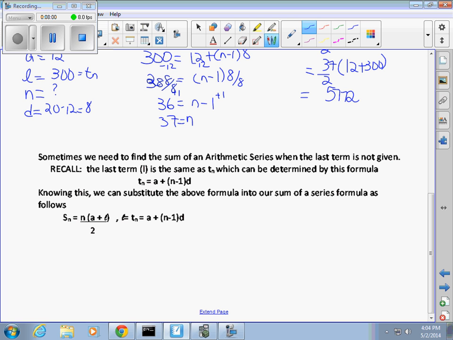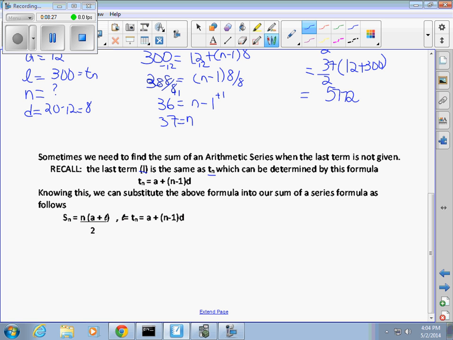So sometimes we need to find the sum of an arithmetic sequence when the last term is not given. So sometimes we need that L, or we need that Tn, and in order to find the last term, the L and the Tn substitute for each other, and we can use the term formula. So knowing this, we can substitute the above formula into our sum of a series formula as shown.